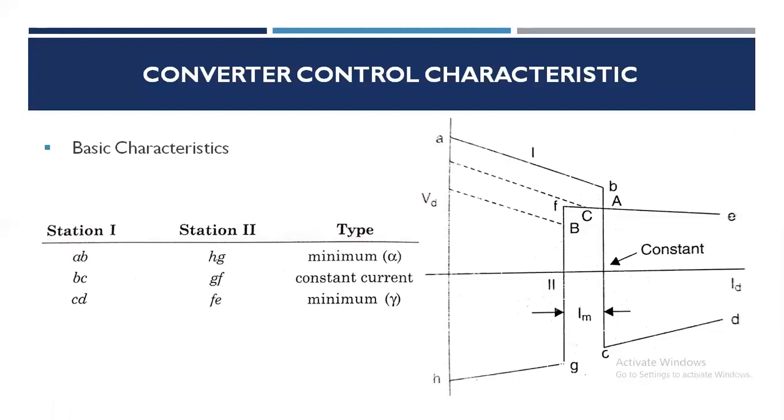Station 1 is operating as a rectifier with constant current. You can see here the voltage is going to decrease or increase, but the current remains the same. So station 1 is operating as a rectifier with constant current control, and station 2 is operating at constant minimum extinction angle, that is constant CEA.